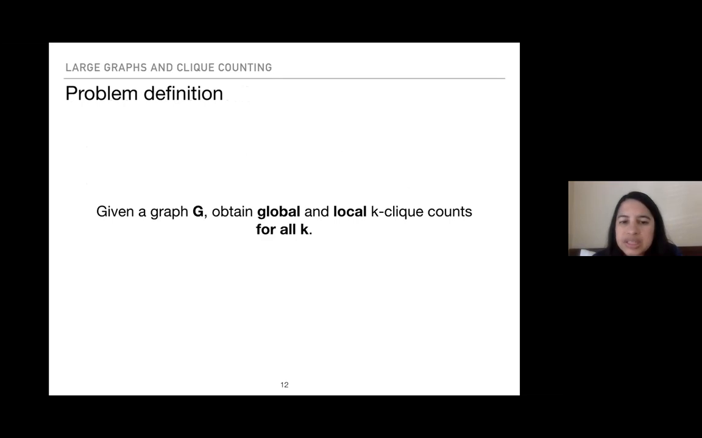So our goal in this work is simply, given a graph G, we want to obtain all global and local k-clique counts for all k. That's essentially the goal here.